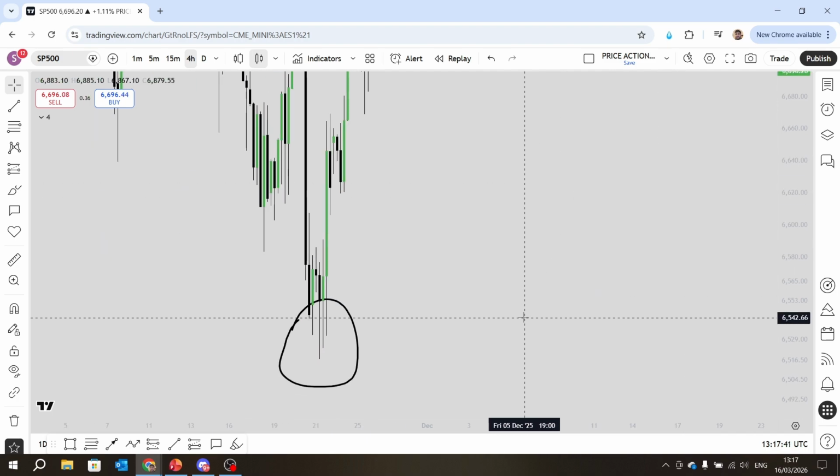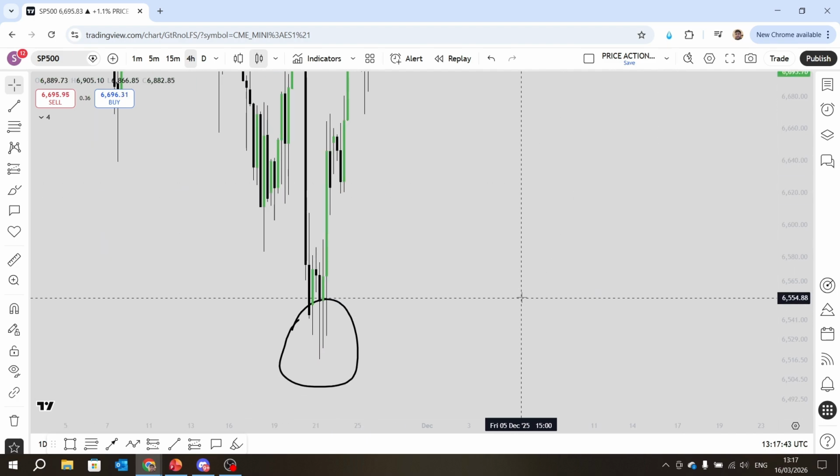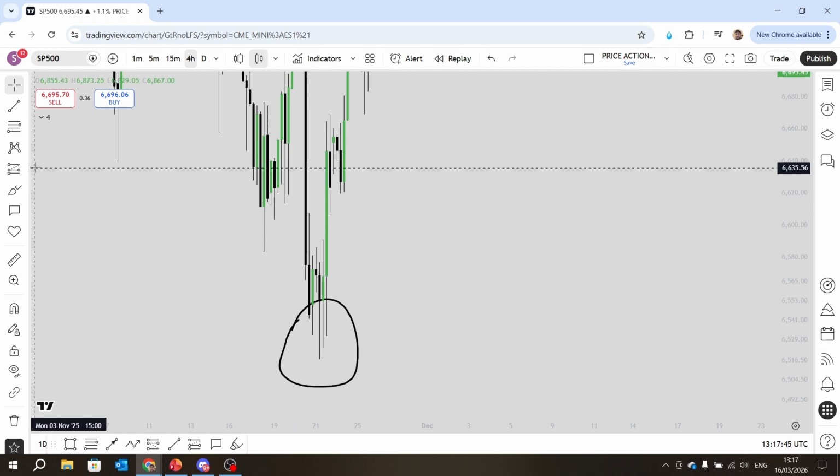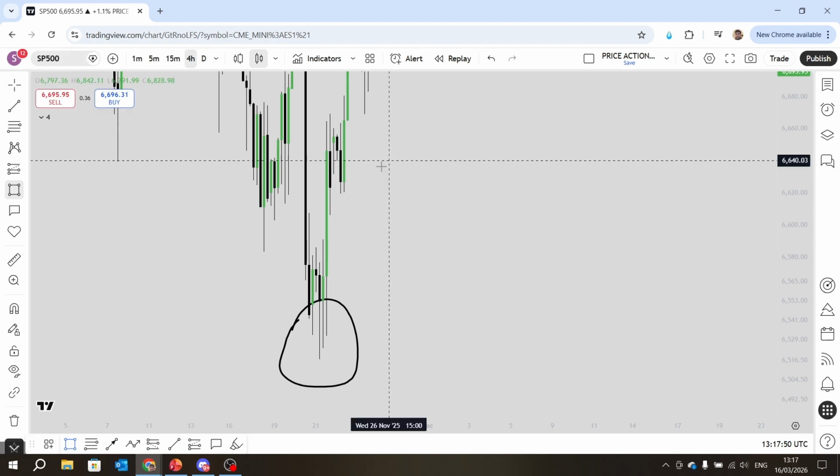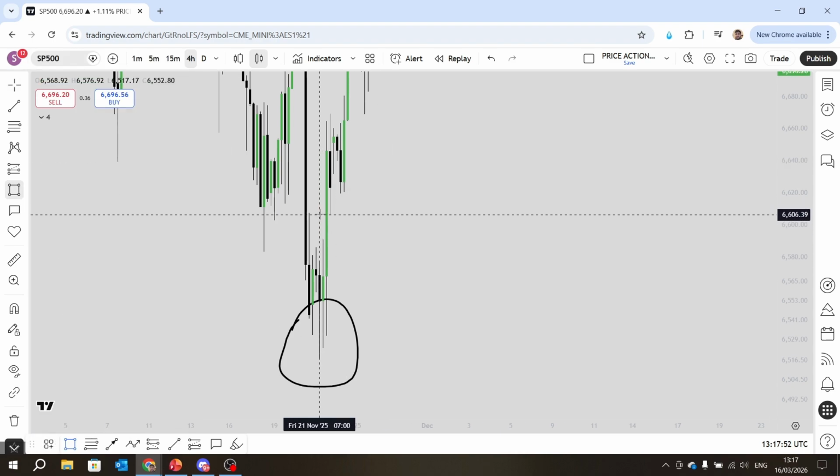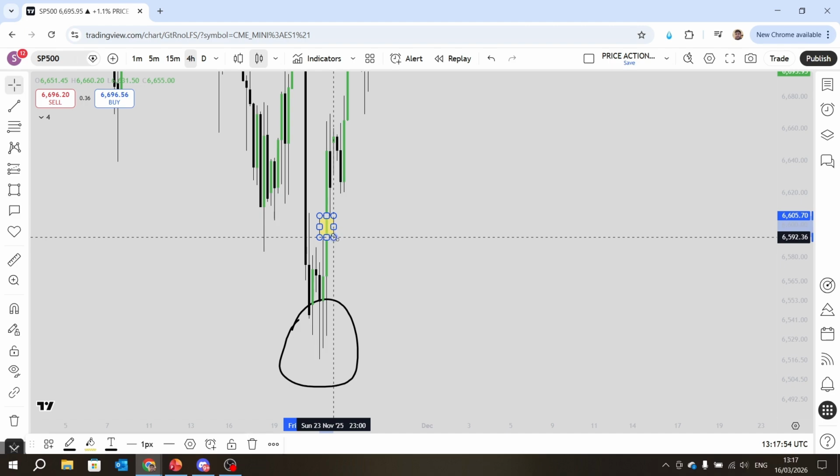Without an FVG, there is no POI. So maybe FVG is your first pointer to where that is. So do you see this? Do you see what I've marked out in blue over here?